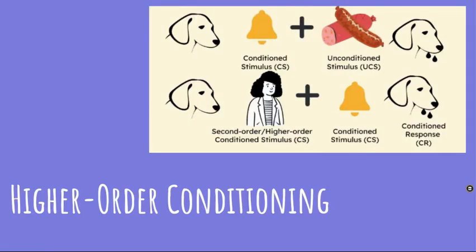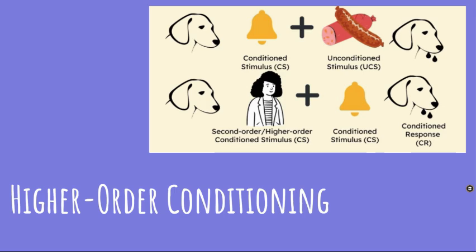We also know about something called higher order conditioning. Once we've established that association between a UCS and a CS, that first initial classical conditioning, we have discovered that there are animals and humans, which we'll talk about the human interaction later, that are able to do what's called higher order conditioning, where they can take the conditioning that has occurred and make a new condition to another neutral stimulus.